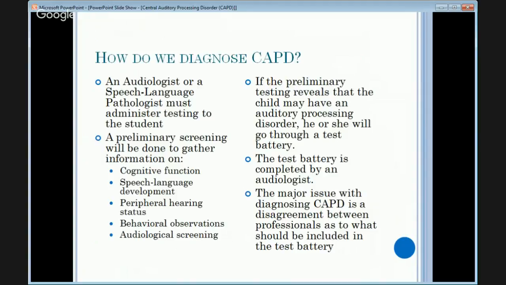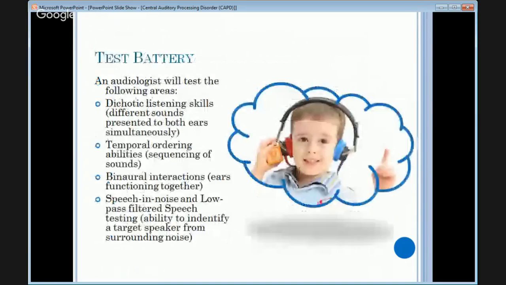If that preliminary test reveals that the child may have auditory processing disorder, he or she will go through a test battery. The test battery is completed because many professionals disagree on what should be included in that test battery. Currently, the test battery includes a dichotic listening skills test to tell whether or not the student can tell different sounds presented to both ears simultaneously.